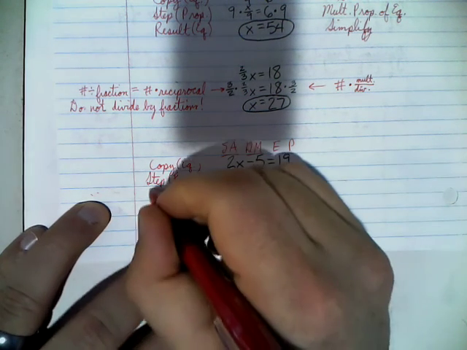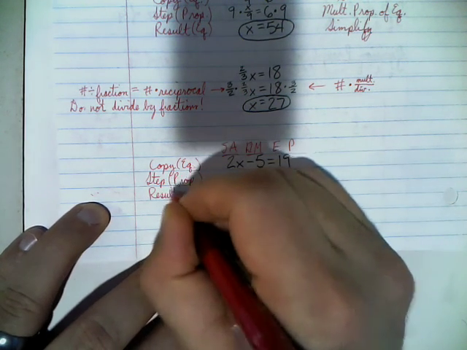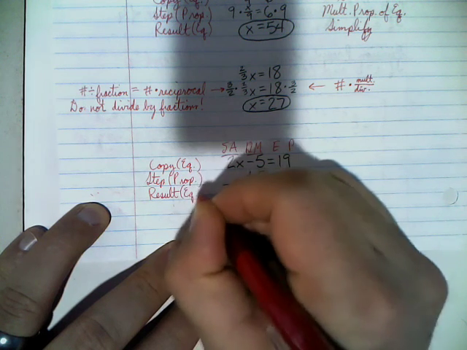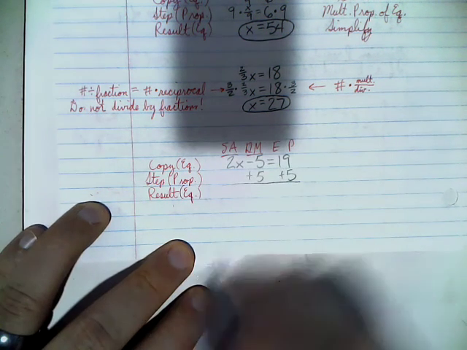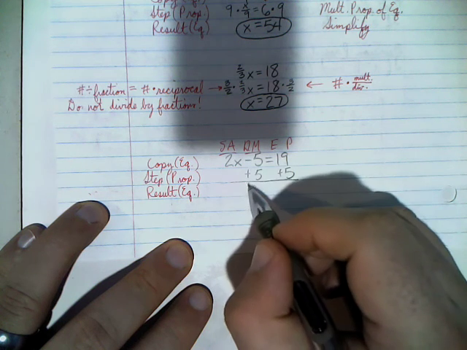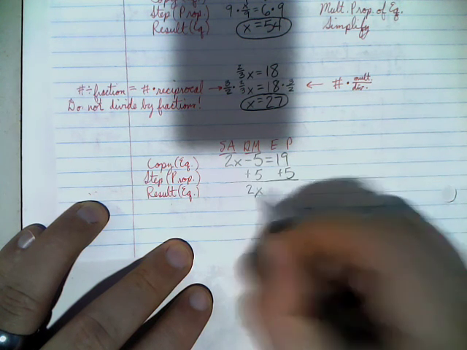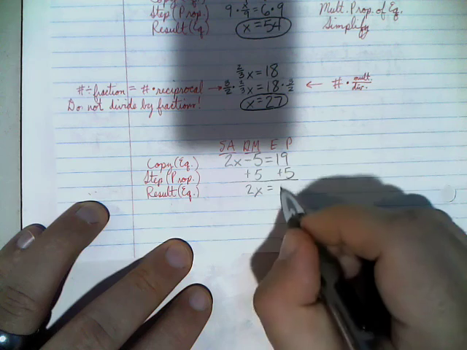And now I want the resulting equation of that first step. So minus 5 and plus 5 will cancel each other out. That'll leave us with just 2x. 19 plus 5 is 24.